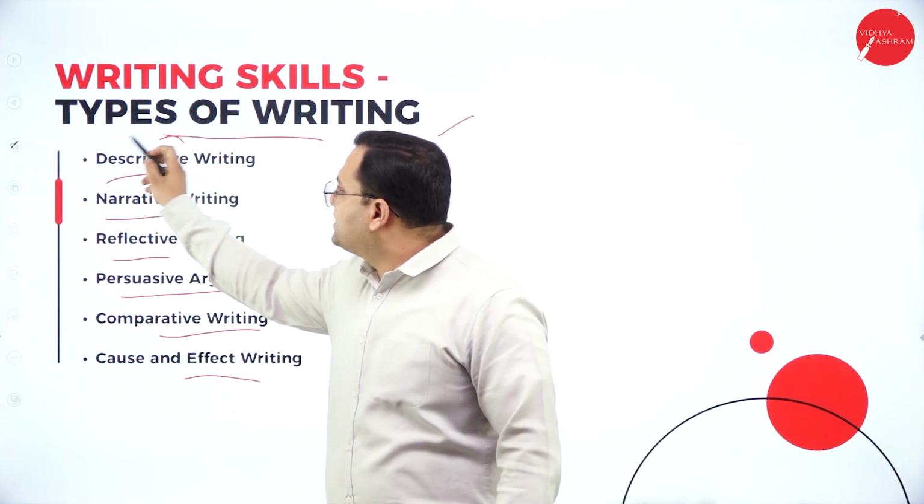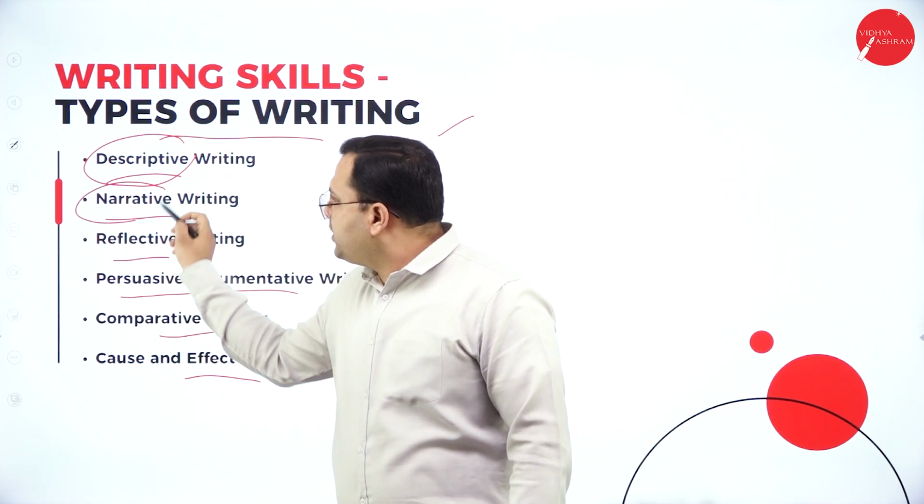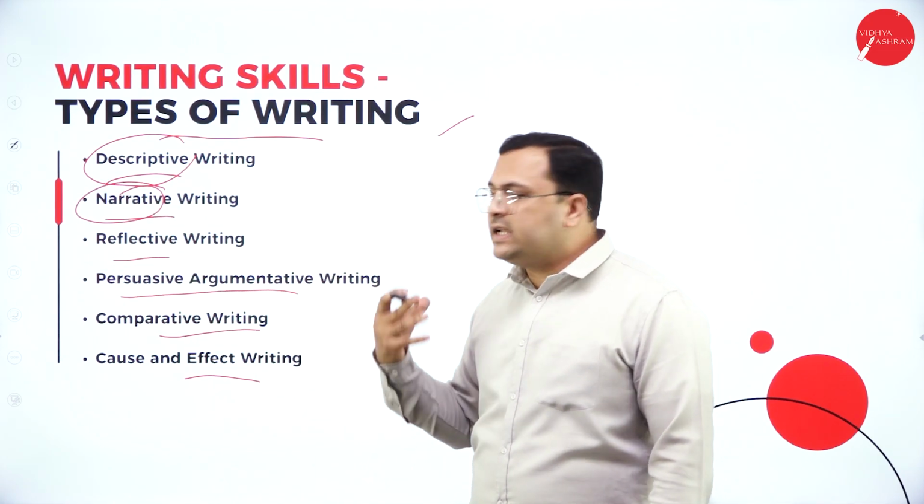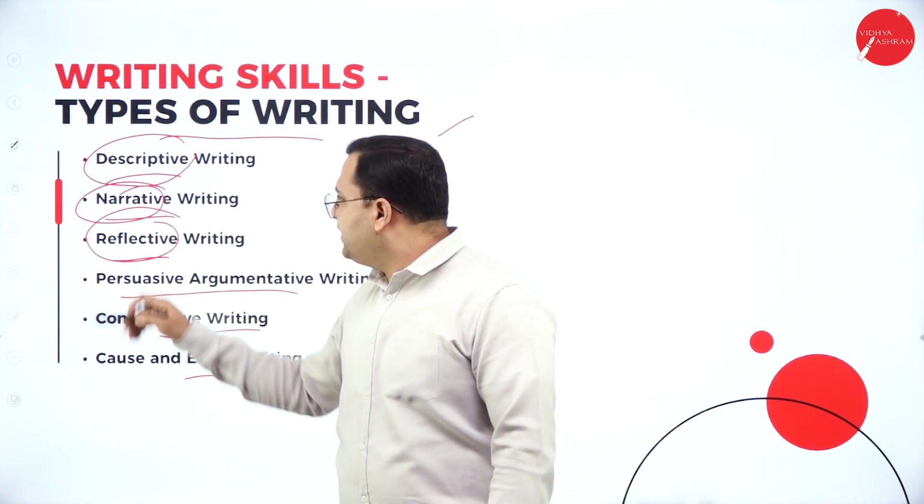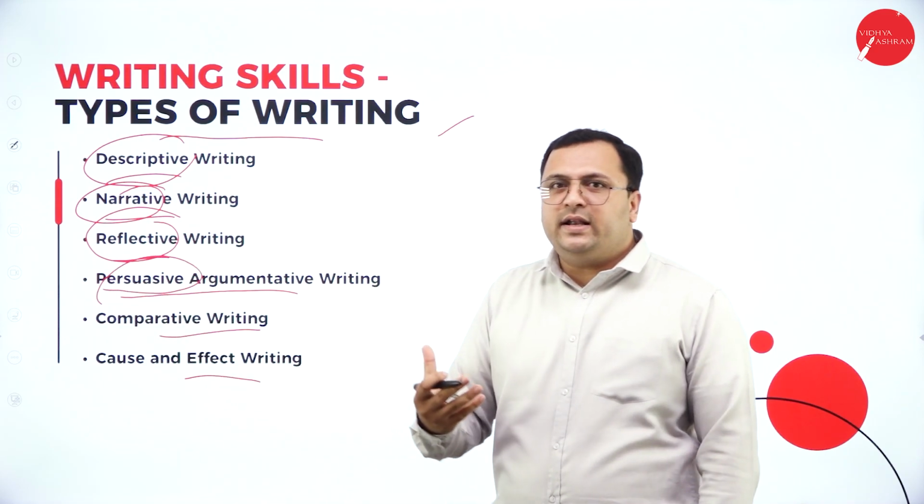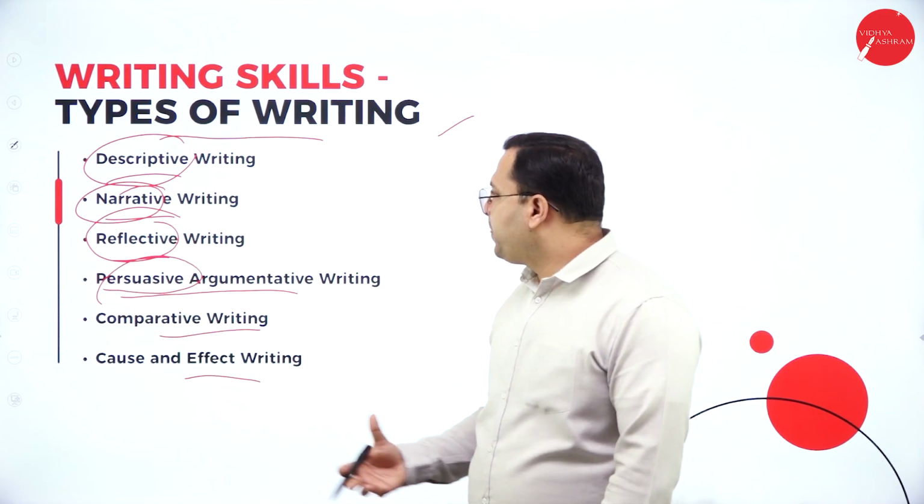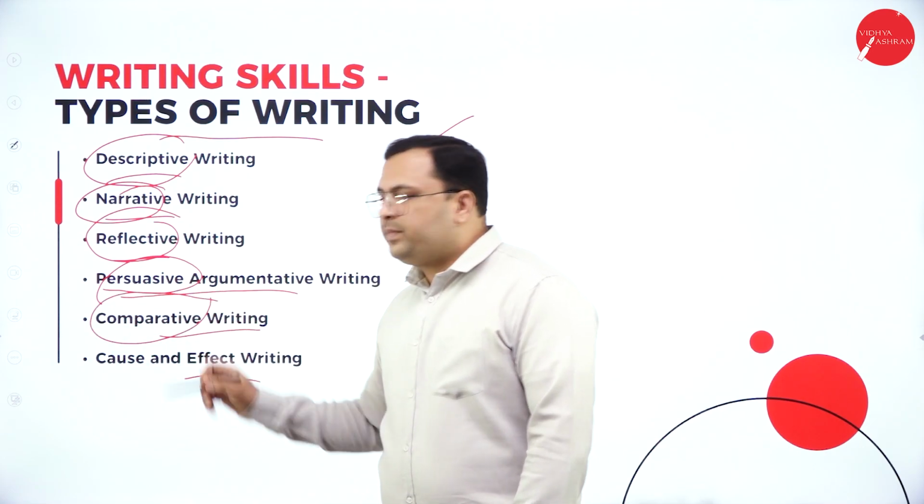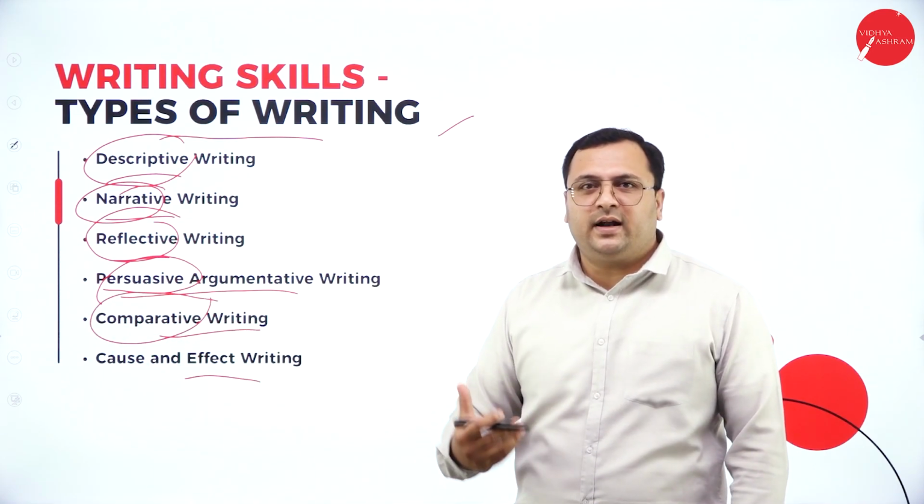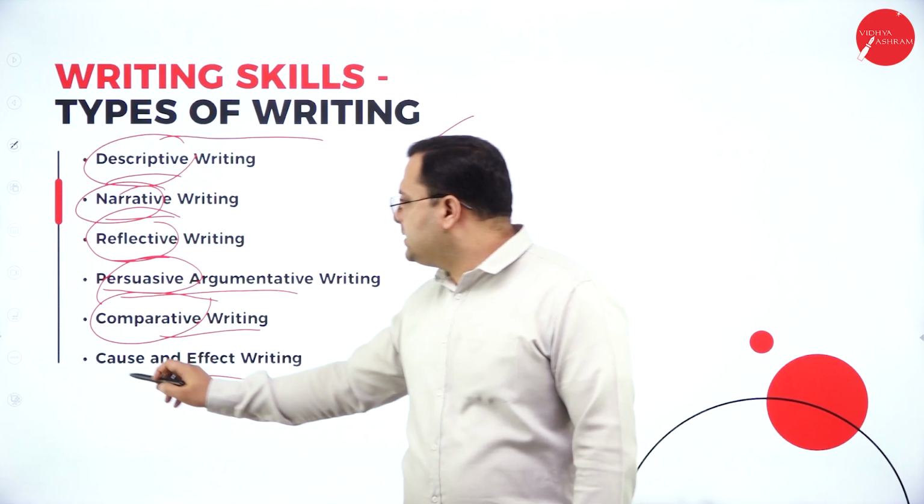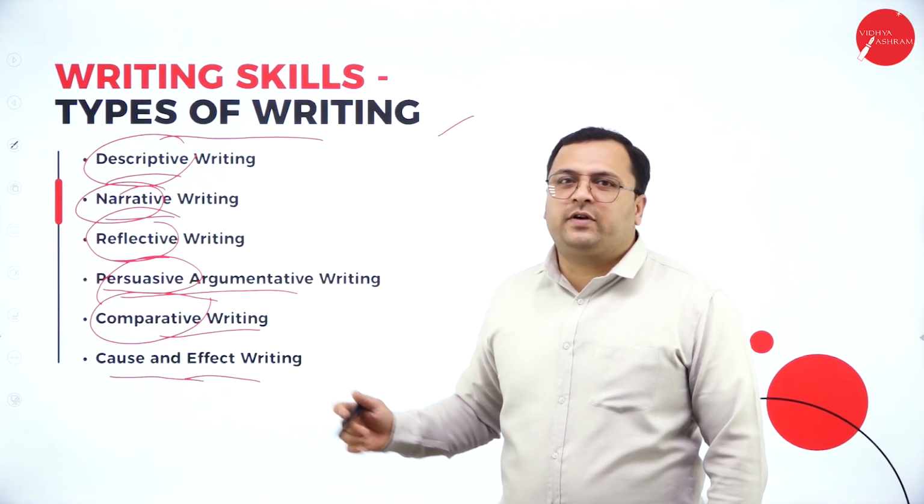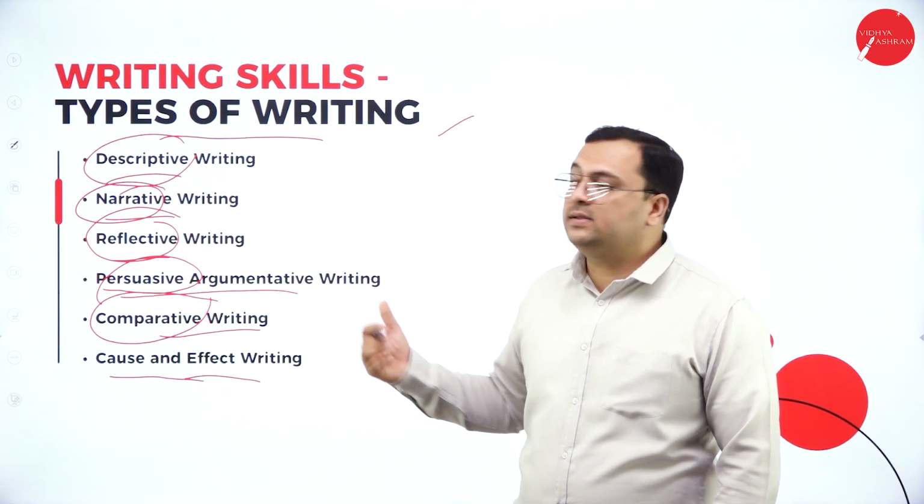Why are we writing? Are we describing something? Are we telling a story? Or are we recollecting things from our memory and writing? Reflective writing. Then persuasive. Are we intending to persuade somebody? Or comparative writing. Pros and cons of anything that we come across. Then cause and effect. So these types of writing we learn to write in this semester.